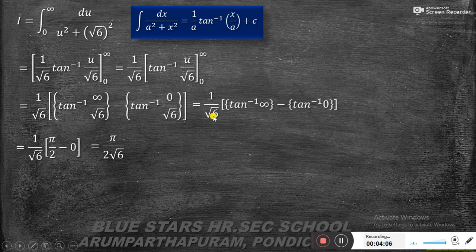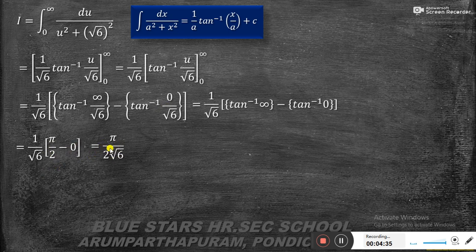So next, 1 by root 6 into tan inverse infinity. Tan inverse infinity means it is pi by 2, because tan of pi by 2 is infinity, so tan inverse of tan pi by 2 is pi by 2. So I substitute here pi by 2 minus, next, tan inverse 0. Tan inverse 0 means tan inverse of tan 0, so the answer is 0. Therefore it is equal to pi by 2 root 6.